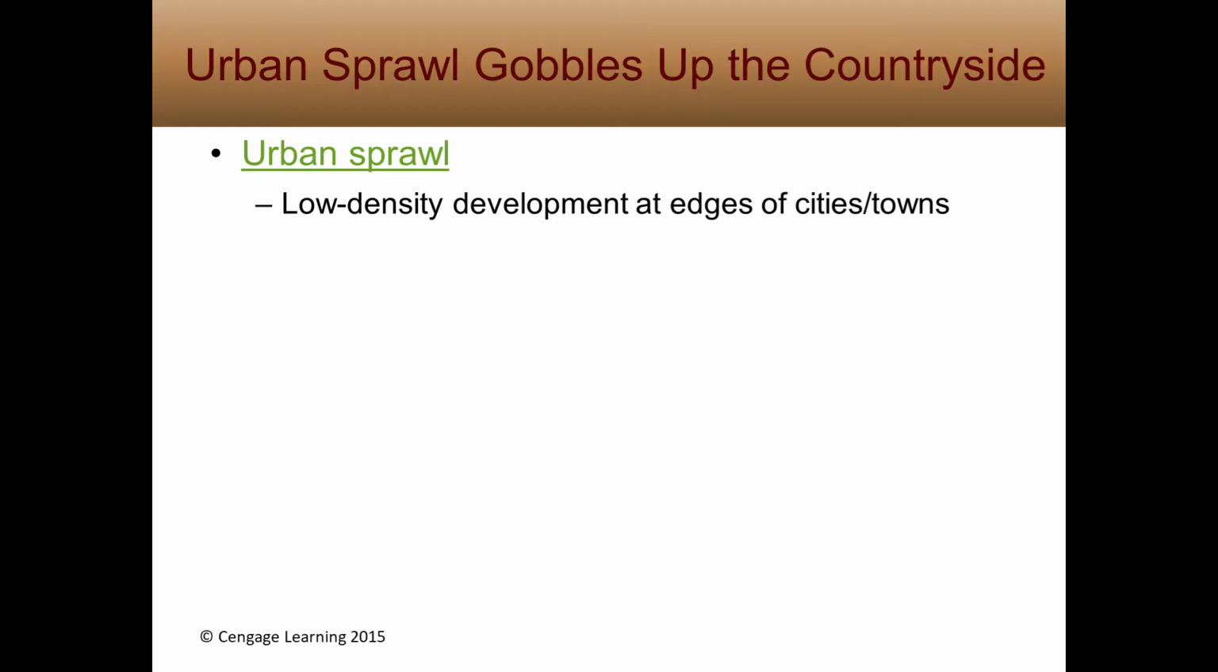Okay, so urban sprawl is low density development, like houses that aren't close together. Think about it like you have a yard, most of you, at the edges of cities and towns. What are we usually eliminating? We're usually eliminating agriculture, which, good or bad, and then some wild area as well.